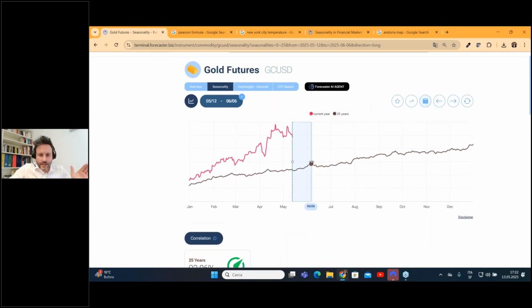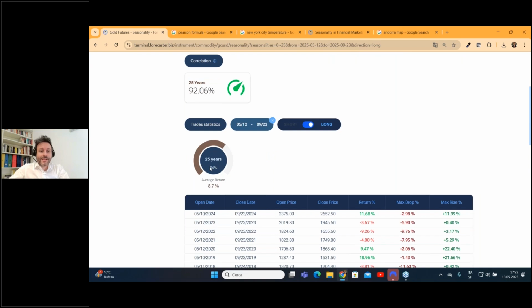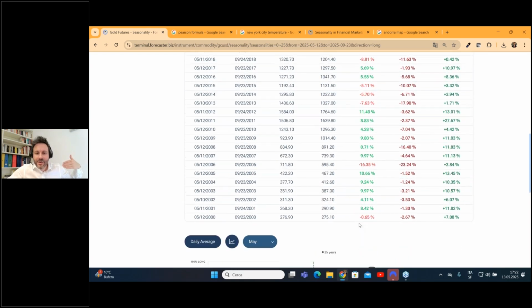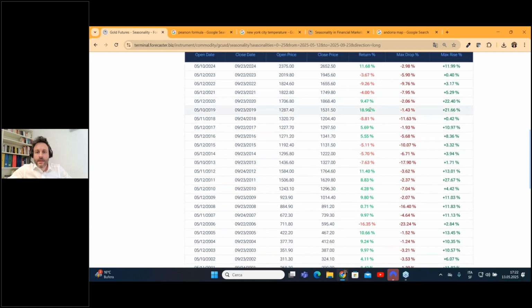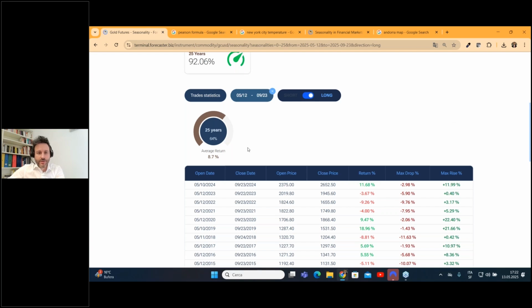In this case, we can also do a little bit more so we have more reliable statistics. Starting from today until the end of September, look, in the last 25 years, we had 64% of winning. It means out of 25 years, we had 16 years of positive returns with an average of 8.7.